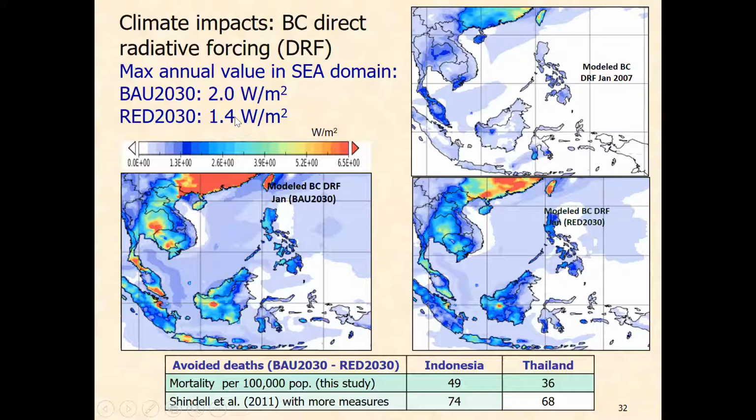Okay, and then it's 1.4 watt per square meter. So it means that we can avoid 0.6 watt per square meter in terms of climate forcing. In terms of human health effects, we can avoid the deaths. So it means the difference between the business as usual and reduction scenario. Mortality per 100,000 population can be avoided in Indonesia by 49 cases and in Thailand 36 cases. So it shows the benefit for air quality, for climate, and also for human health.